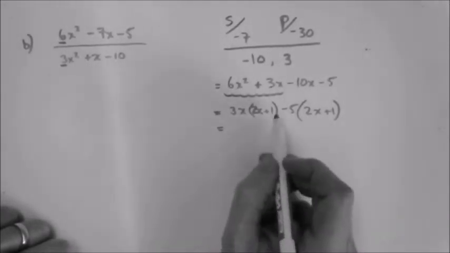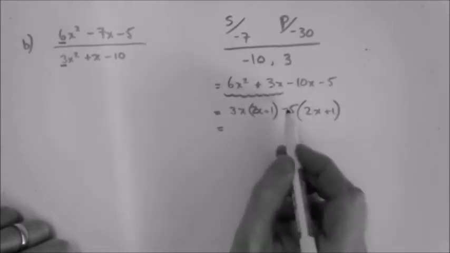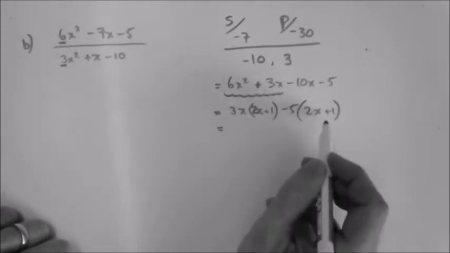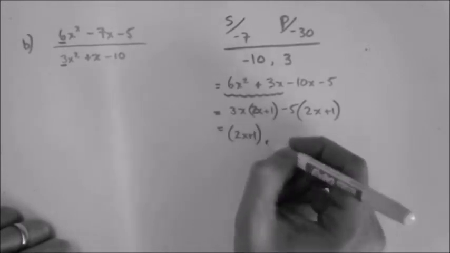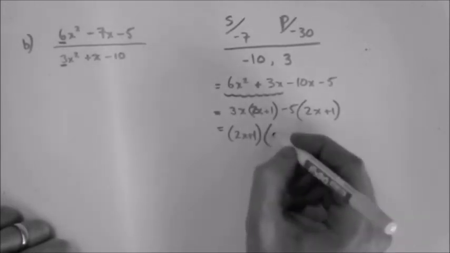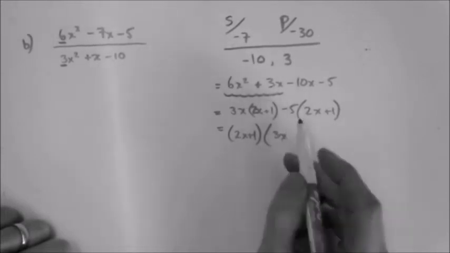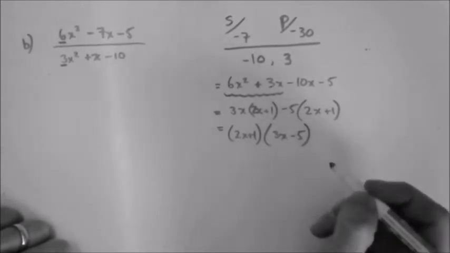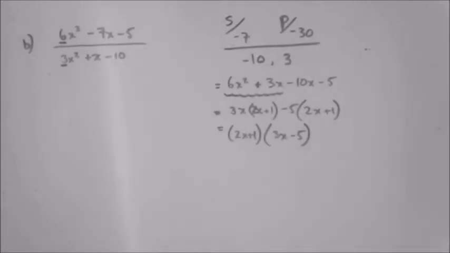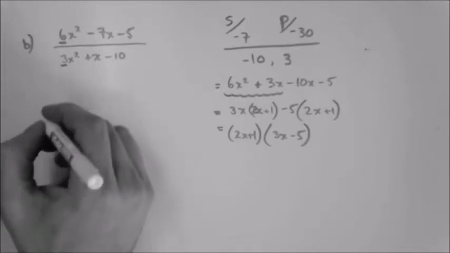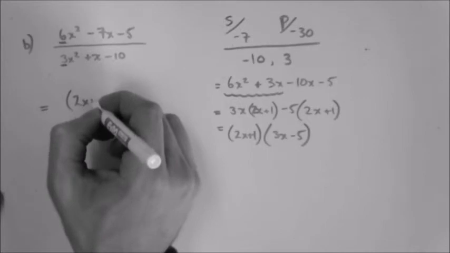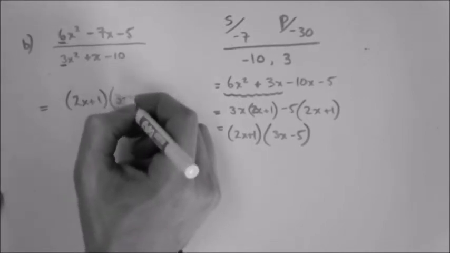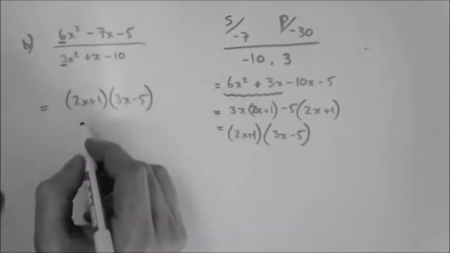Now again, we've got two terms. 2x plus 1 is a factor of each term, so we can factor out 2x plus 1. If I pull it out of this term, it's going to leave me with 3x. If I pull it out of this term, it's going to leave us with negative 5. So that's the factored form for our numerator: 2x plus 1 times 3x minus 5.